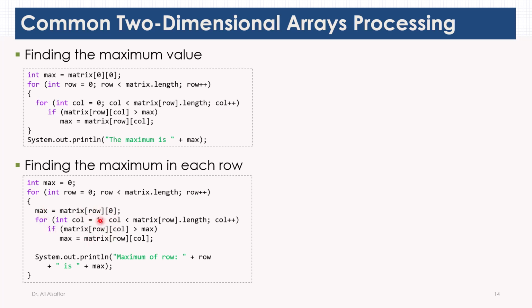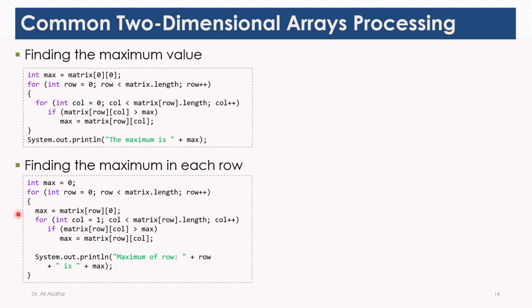So notice here, we are not starting from column 0, we are starting from column 1, which is the next element in this row. And then you test it against the maximum. If it is greater than the maximum, simply you replace it. After we finish the inner loop, which is finding the maximum for that row, we print the maximum for this row, and then in the next iteration, it's going to find the maximum of the next row. So this is why we need to process the array row by row.